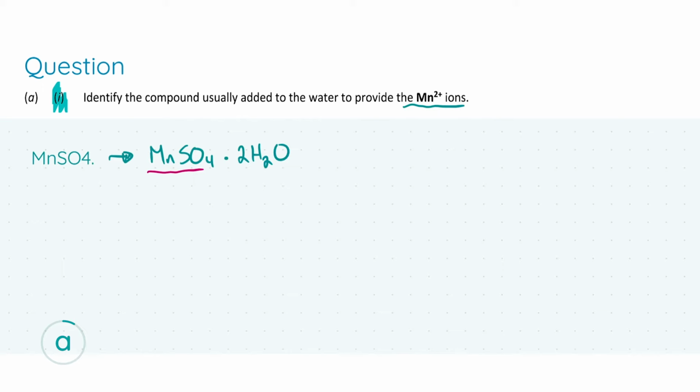Another answer that was completely acceptable in this case is manganese chloride, which goes through the same exact procedure. Instead of having a sulphate added on to the manganese, you're going to have a chloride added on. Because this was a nice and simple question, there was a total of 4 marks going for it. You just got your 4 marks for writing down manganese sulphate in this instance, or you could also say manganese chloride.